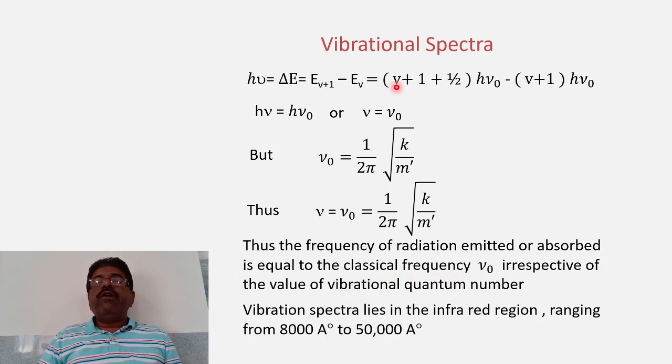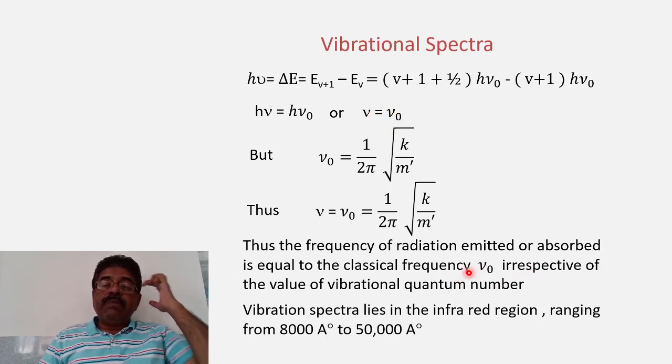So whatever the value of vibrational quantum number, V plus 1, V can be any value here, its adjacent value is V. Therefore, irrespective of the value of the vibrational quantum number, the frequency of radiation emitted or absorbed is the same as its classical frequency nu 0. So nu is equal to nu 0. It has the same meaning.